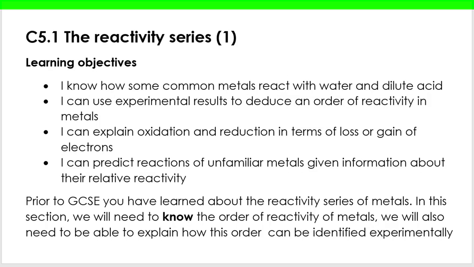So in this first example, we're going to look at common metals and how they react with water and dilute acid. Some of that is a very brief recap of work that was done in Chapter 2. Using experimental results to deduce an order of reactivity in metals, explaining oxidation and reduction in terms of loss or gain of electrons. That's going to become more important actually later within this topic. And predicting reactions of unfamiliar metals given information about their relative reactivity. Again, that's something that will develop as the topic goes on.